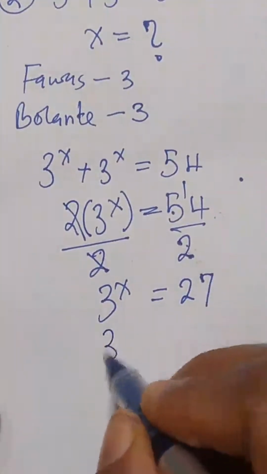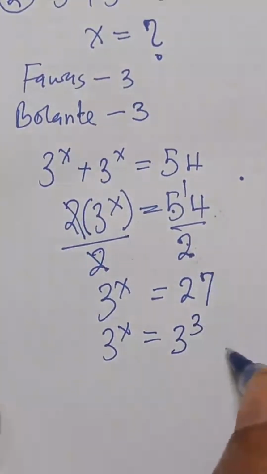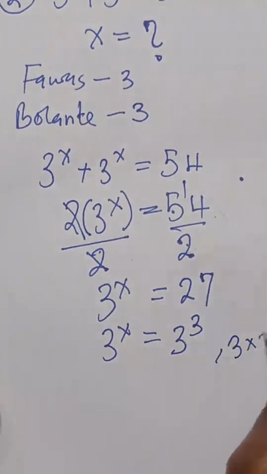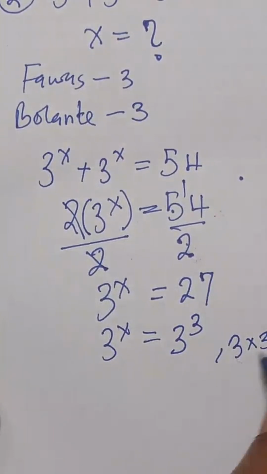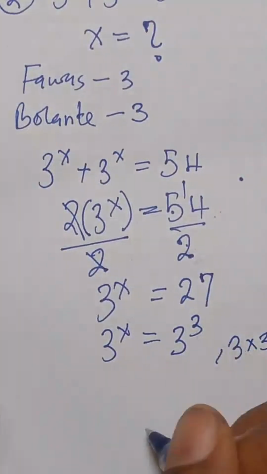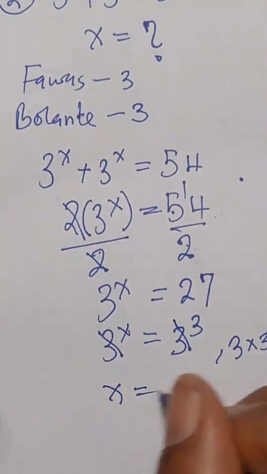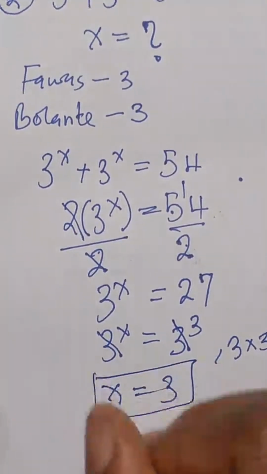Then 3 raised to power x is equal to 27, which is 3 raised to power 3, because 3 times 3 times 3, three places. 3 times 3 is 9. 9 times 3 is 27. That is 3 raised to power 3. Now the bases are the same. We equate their powers and we have x equal to 3. And this is the solution to the question.